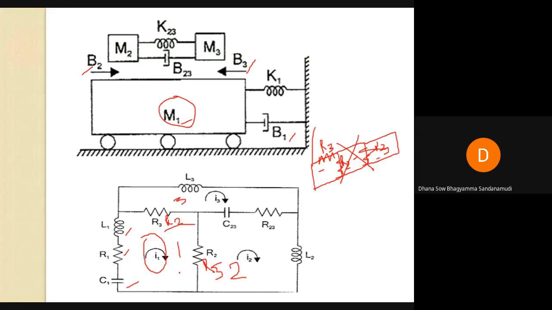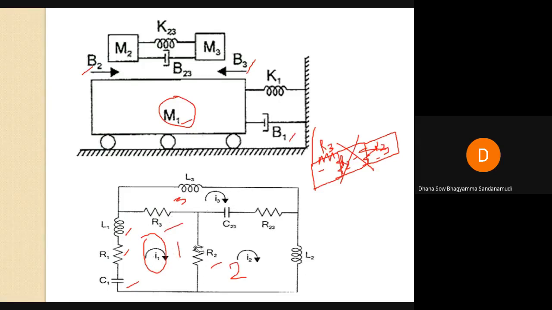So what will happen if I draw like this? The terms in this loop will come here. The terms in this loop will come here. That's all, nothing is going to change. That you must remember. If you have clarity on what you are doing, you will not get confused.